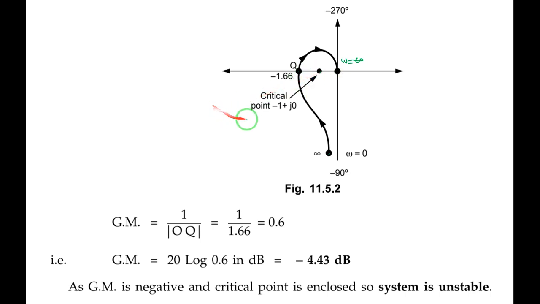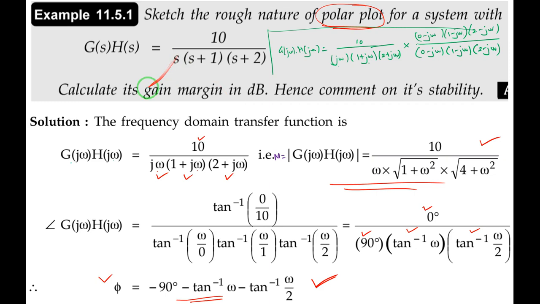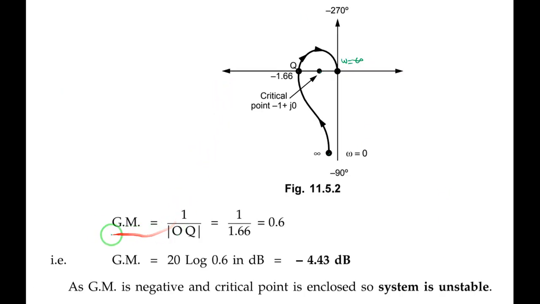If asked, we also find the gain margin. Calculate the gain margin in decibels. We know the formula: gain margin is equal to 1 by the magnitude of OQ, from O to Q. So 1 by magnitude of OQ is 1 by 1.66. Take the magnitude, don't take the minus: the magnitude of minus 1.66 is 1.66. So 1 divided by 1.66 is 0.6.